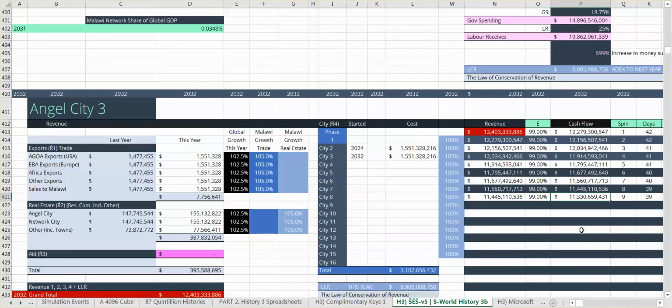2032 at 9 spins with an E of 99%. So of every time anything is spent, 99% of the time it is on a service or a product or a personnel from another network. So that money always exchanges within the network, and that's what makes it a monopoly. Is that a bad thing?